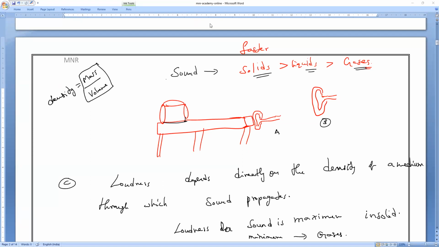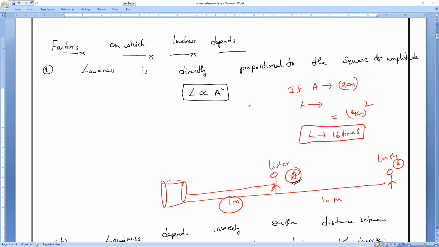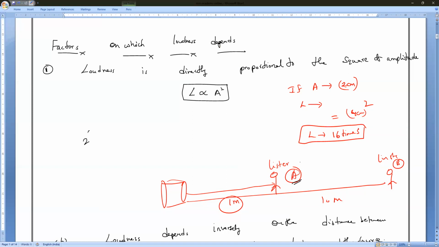Amplitude increases, loudness increases. That's all. There is no other formula. Loudness is the square of the amplitude. If amplitude becomes double, 2 squared, then loudness increases by 4 times. If amplitude becomes 3, 3 squared, then loudness increases by 9 times. Understand? Clear, everyone?